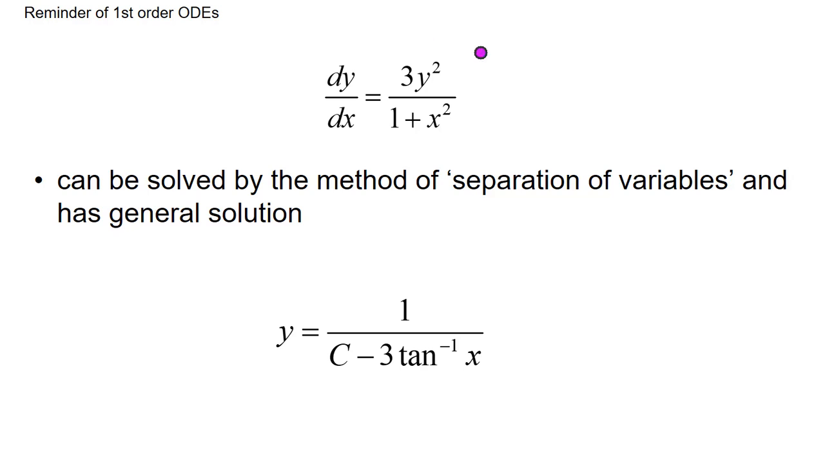If we have a look at this equation here, dy by dx is 3y squared over 1 plus x squared. We can solve this one. We can separate the variables and integrate. Obviously, the details are in 1M1. Then we can rearrange, and we get that y is equal to 1 over a constant minus 3 times the inverse tan of x. This is the general solution, and it contains this constant c.